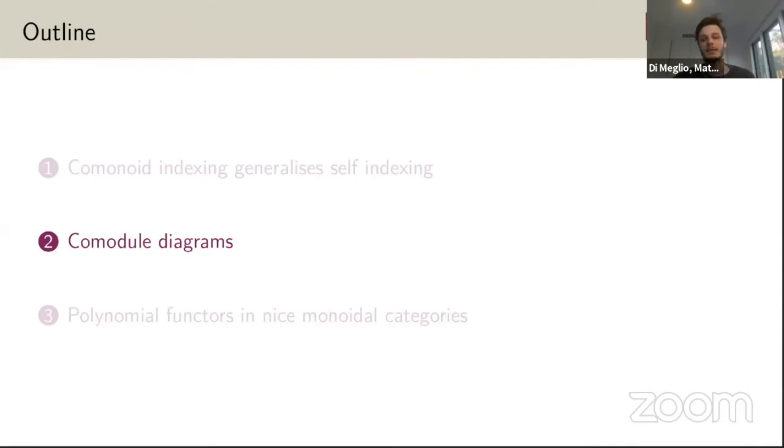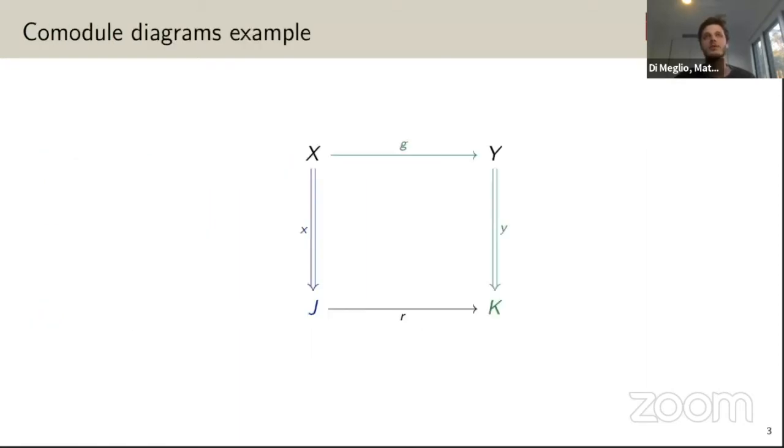So next, I'm going to tell you about these things I'm calling comodule diagrams, which give a nice way of expressing the relationship between comonoids and comodules. I'm going to introduce these by example. So here's a picture. For the moment, let's just ignore the colors and the double arrows. We could regard it as just a commutative diagram in our category C. And then we're all familiar with how we can characterize a pullback in a category by a universal property in this diagrammatic way.